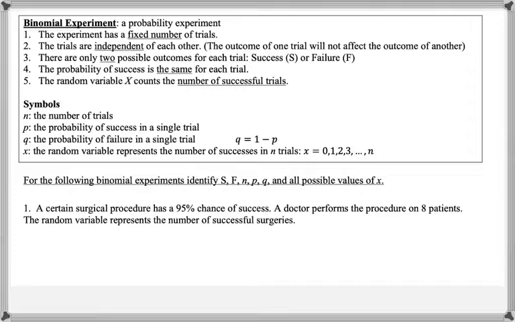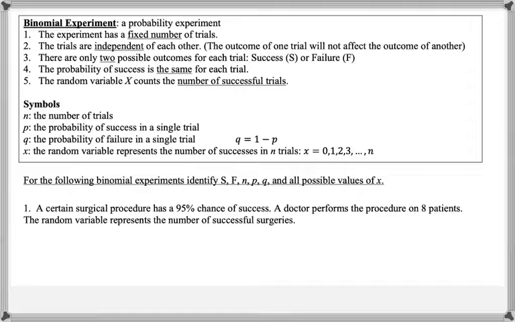So the probabilities for all the outcomes in a given scenario need to add up to be 1. And because we only have 2 possible outcomes, P and Q, P plus Q needs to equal 1. So Q is equal to 1 minus P. X is the random variable that represents the number of successes in n trials. So X is equal to 0, 1, 2, and all the way up to n, whatever n is.